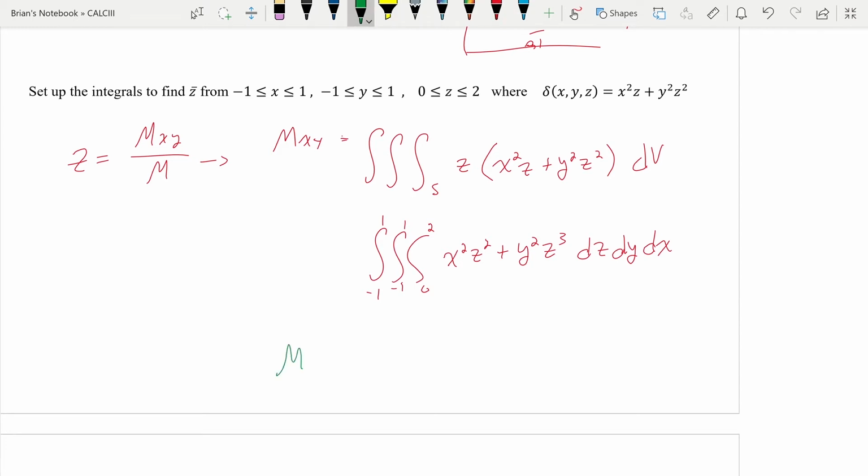Cool. For the mass, if we remember our mass equation, our mass is just integrating the density over the volume. So it'd be x squared z plus y squared z squared. Let's do the same thing, dz, dy, dx. And we'll go from 0 to 2, negative 1 to 1, negative 1 to 1. Cool. So we set up the integrals. Now we technically have to solve both those integrals, and then to get z bar, we just put mxy over m. Simple enough. All right, cool.